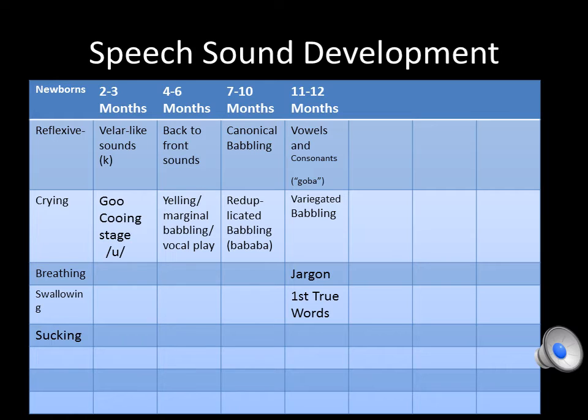At the 7 to 10 month level, an important stage of development happens called canonical babbling. During canonical babbling, the child may begin to use reduplicated babbling, such as ba ba ba ba ba or da da da da da. It can also be characterized by single consonant babbles, such as ba or da.